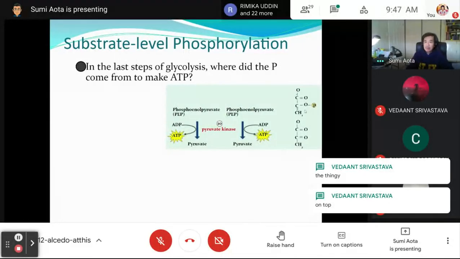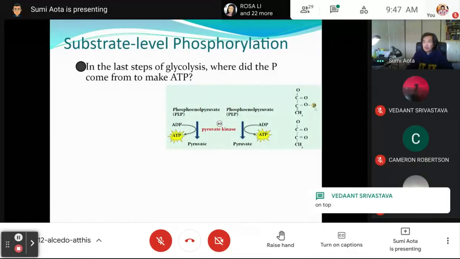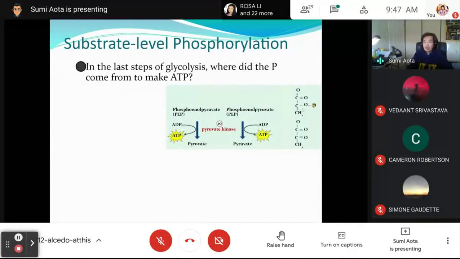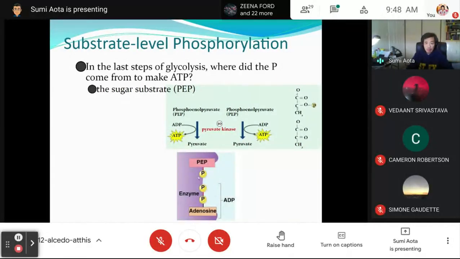Yeah, there's the phosphate. Okay, so this molecule is called phosphoenolpyruvate. The phosphate came from the sugar, the PEP. This sugar is the substrate to this enzyme, pyruvate kinase. Okay, so here's what happens.